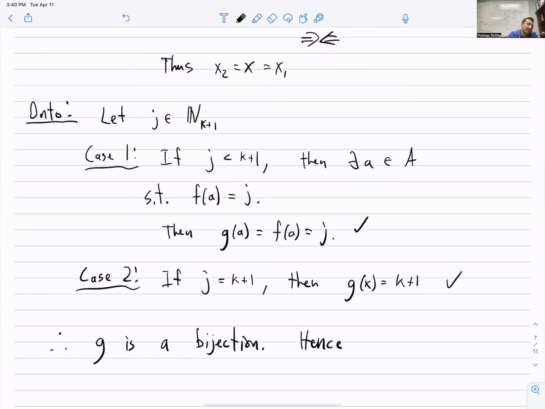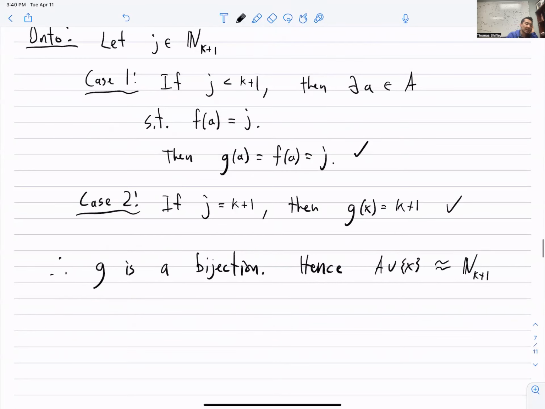Hence, A union X, the set, is equivalent to the set N sub K plus 1. But what does that tell us? Therefore, it's finite. That's the definition of being finite, that it's in equivalence with a subset of the naturals. And its cardinality, the cardinality of A union the set X, is equal to K plus 1, which equals the cardinality of A plus 1.